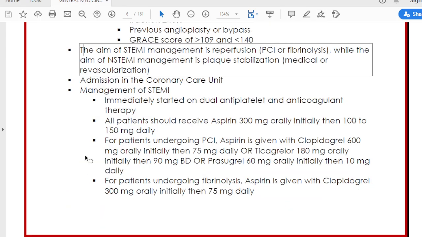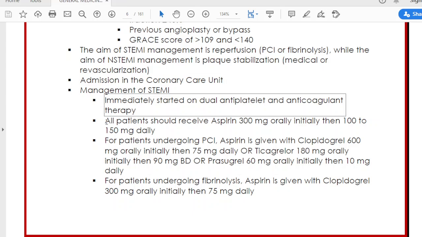The aim of STEMI management is reperfusion, PCI or fibrinolysis, while the aim of NSTEMI management is plaque stabilization, medical or revascularization. Admission in the coronary care unit. Management of STEMI: immediately started on dual antiplatelet and anticoagulant therapy.